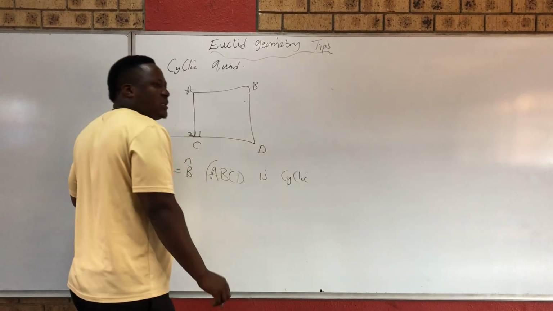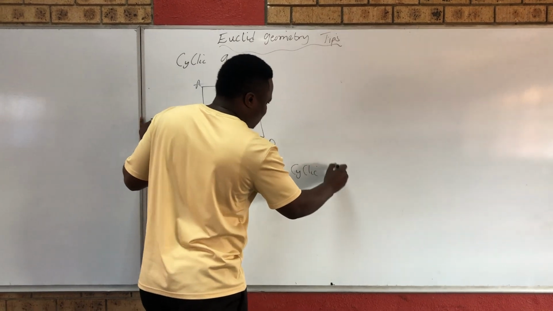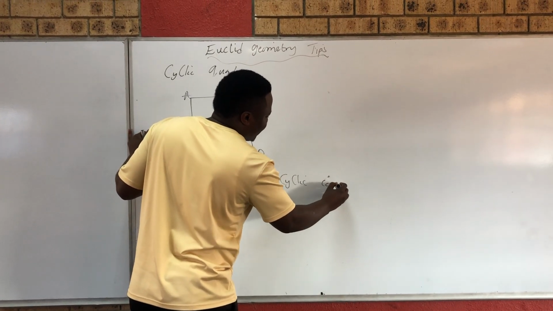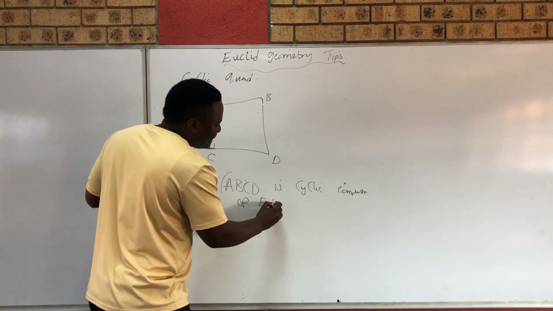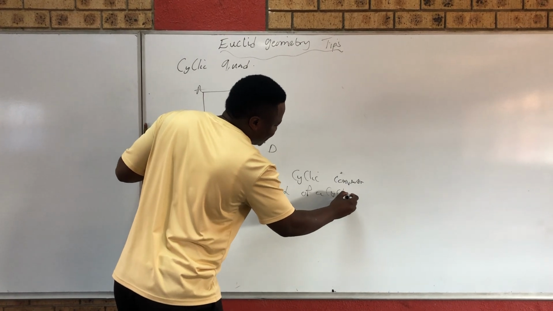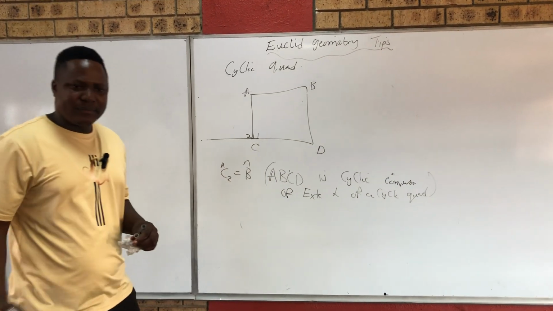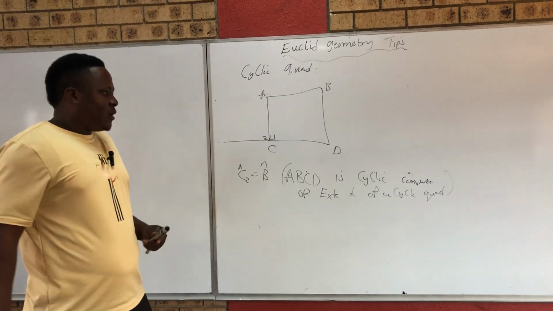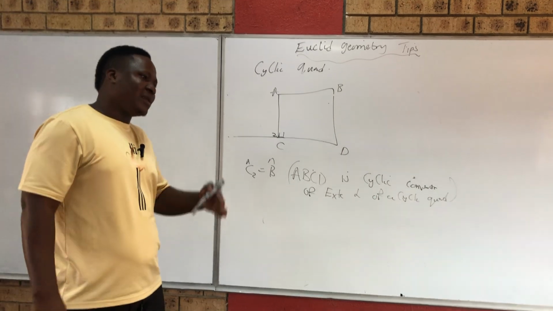You give a reason. What could be the reason? This is the converse of the exterior angle of a cyclic quad. Simple as that. You see? Then it's fine. Now everything about cyclic quad is fine.